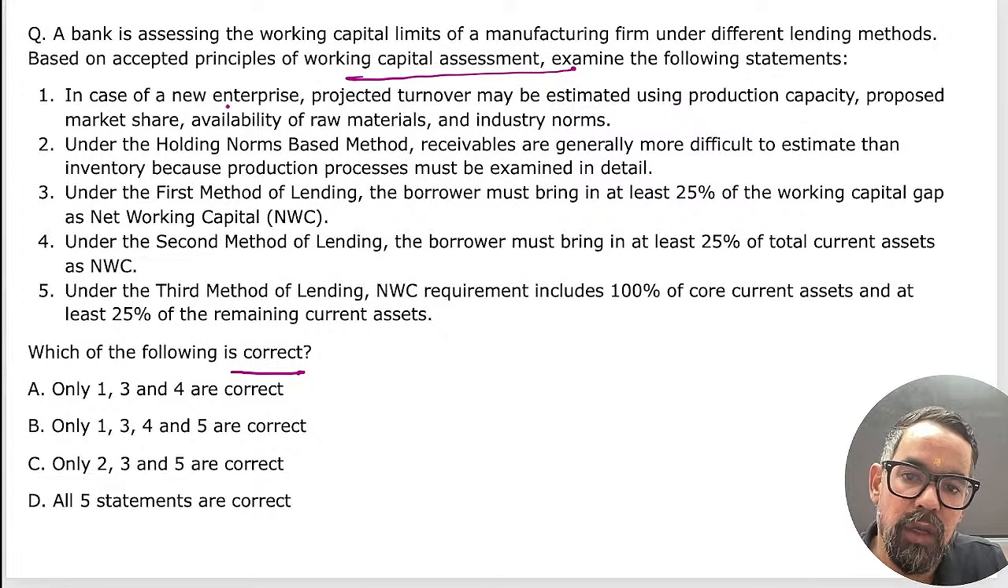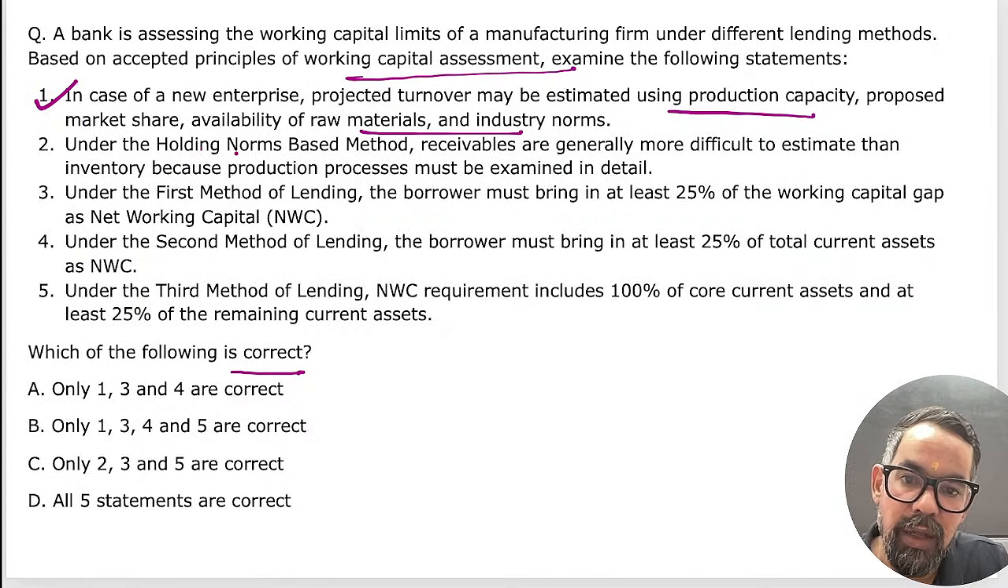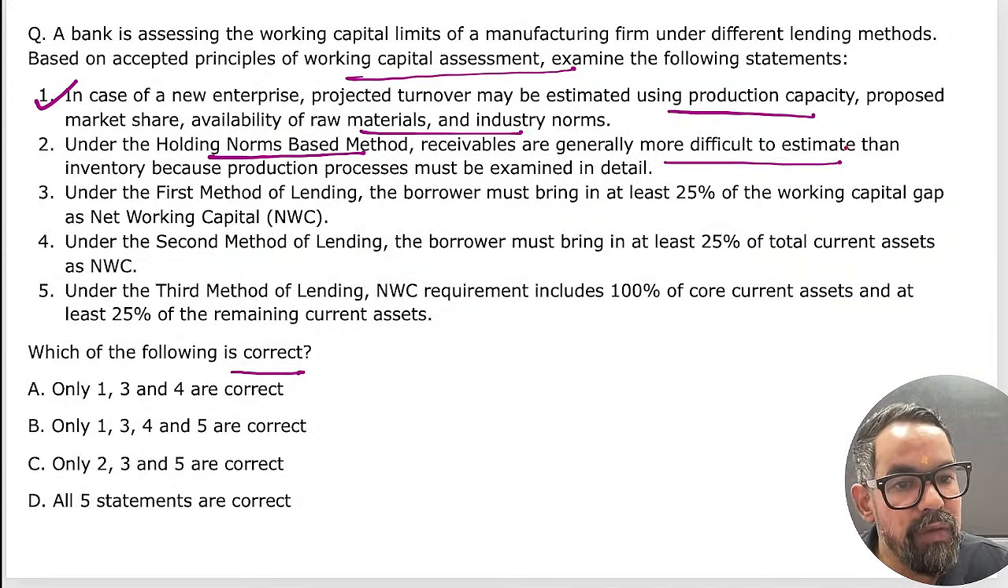In case of a new enterprise, projected turnover may be estimated using production capacity, proposed market share and availability of raw material in industry norm. Under the holding method norms, receivables are generally more difficult to estimate than inventory. Receivables are generally more difficult to estimate than inventory because the production process must be examined in detail. In holding method, inventory should be this.